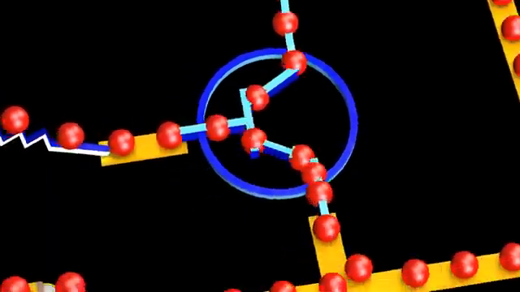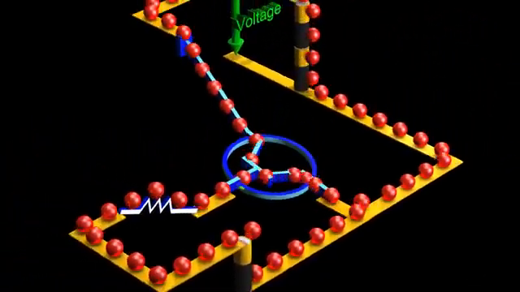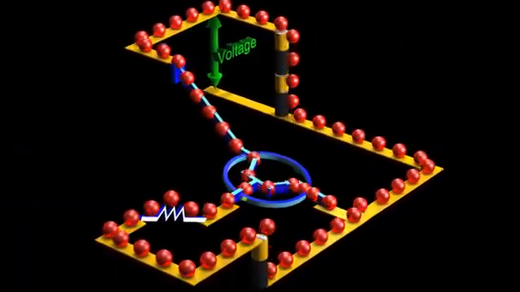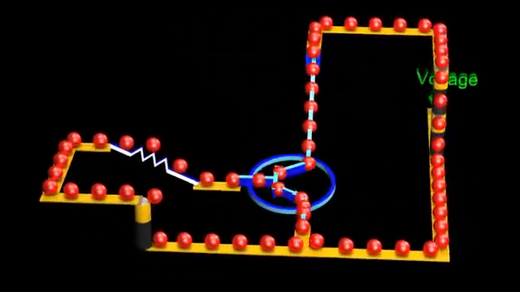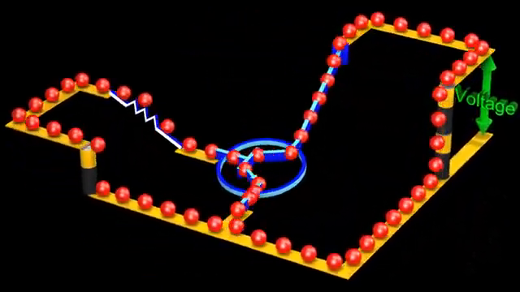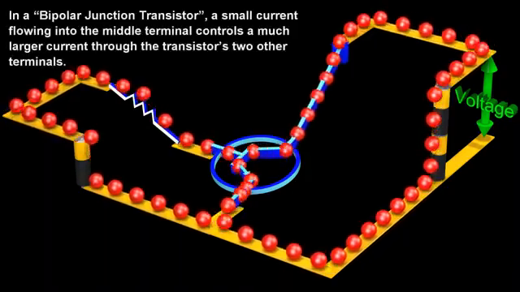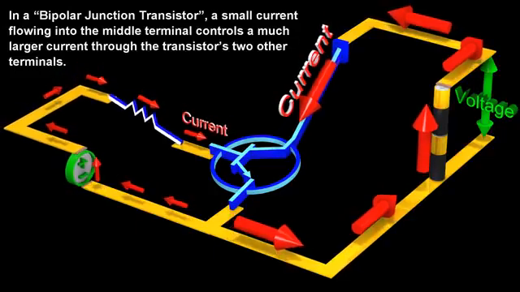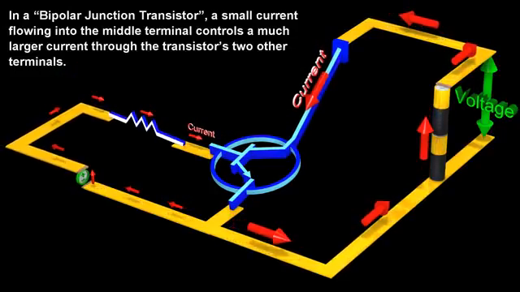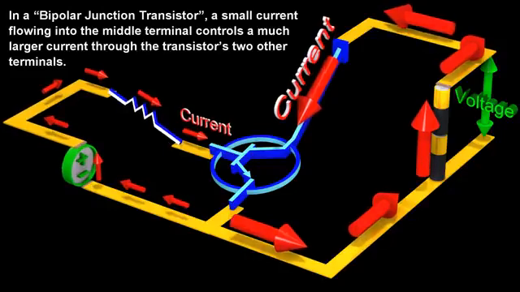The red spheres represent positive current, which is in the opposite direction of electron current. In a bipolar junction transistor, a small current flowing into the middle terminal controls a much larger current through the transistor's two other terminals.